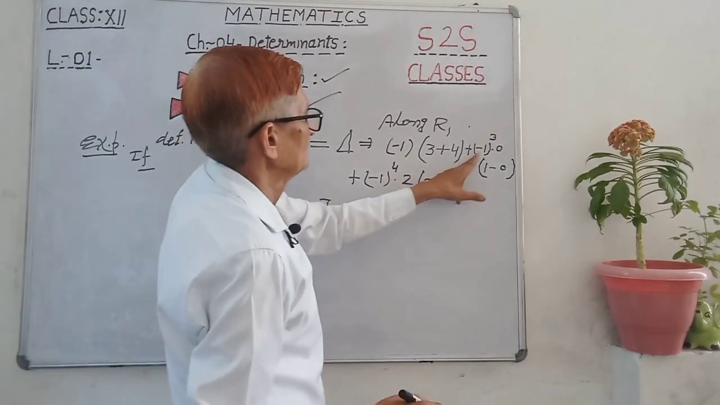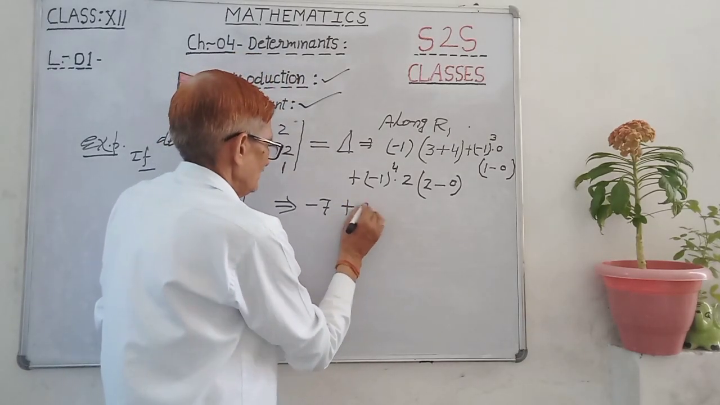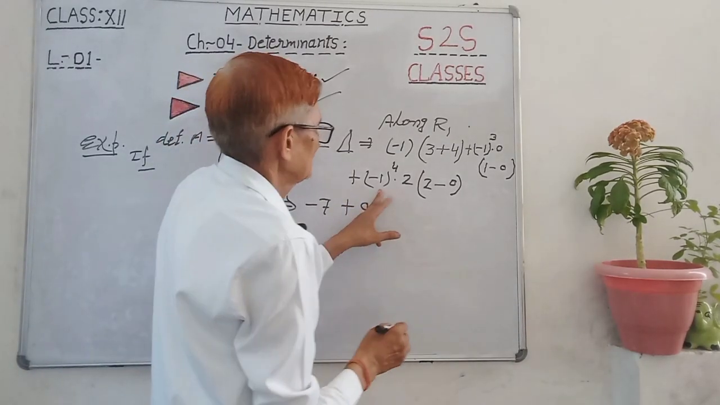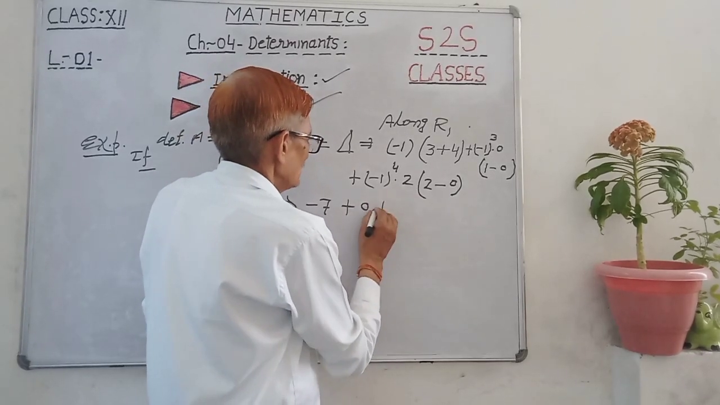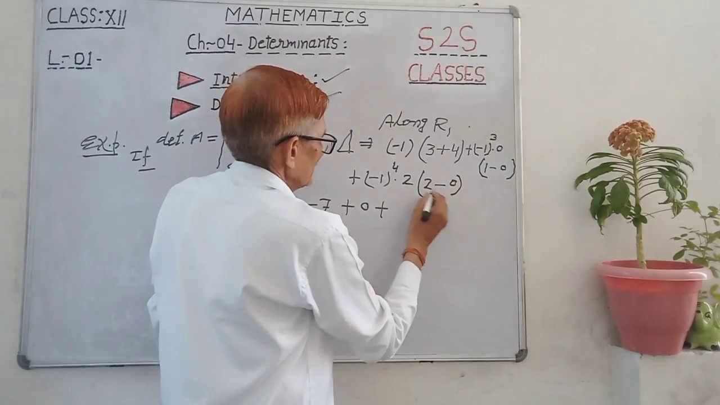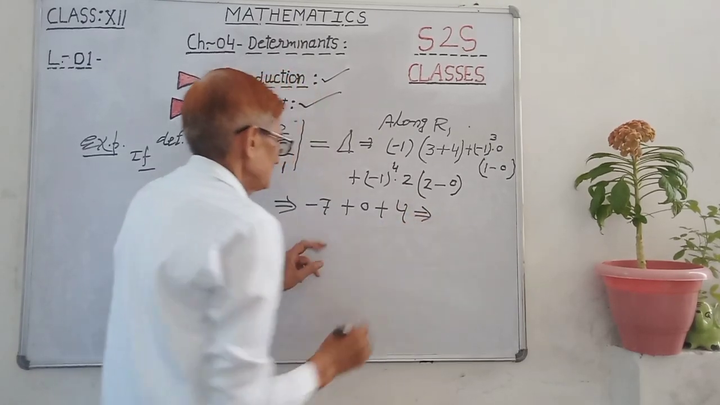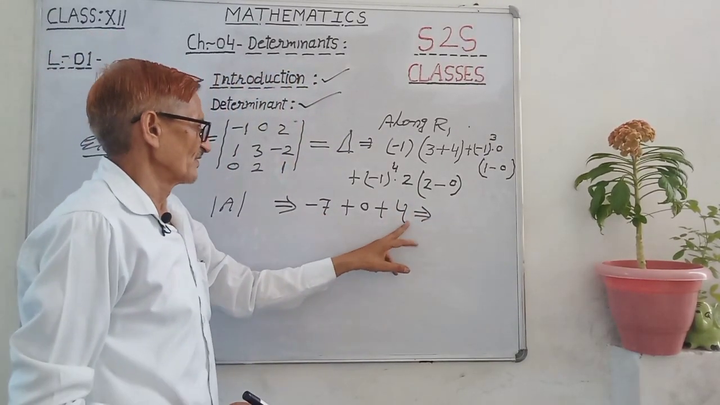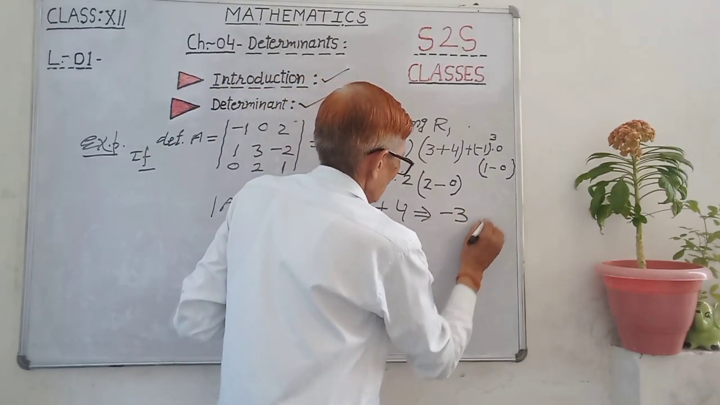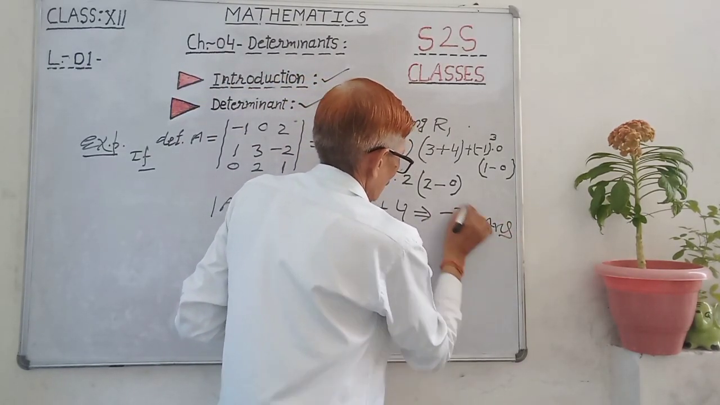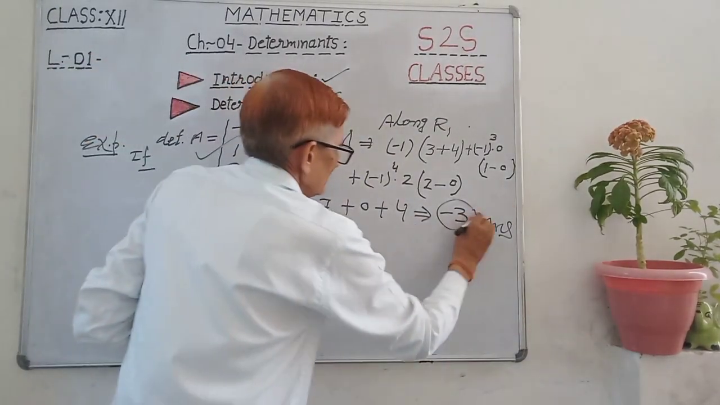Okay, plus minus 1 power 3 into 0 into something, that is, plus 0. And this third element, minus 1 power 4, 1 1 into 2 2, so plus 2 into 2 minus 0 into 2, so 2 into 2 is 4. Then this implies minus 7 plus 4, minus 3. Answer. So the determinant of this is minus 3.